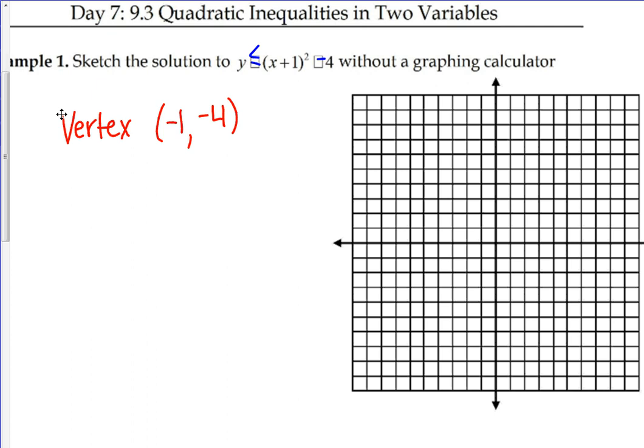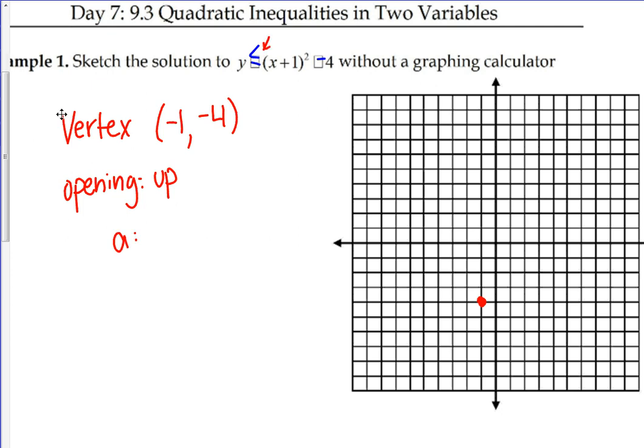So let's plot that. Negative 1 to the left, down 4. There's our vertex. Next, what direction is the opening? It's going to be opening up. So that would be, opening is up. There you go. And our a value is, what's our a value?